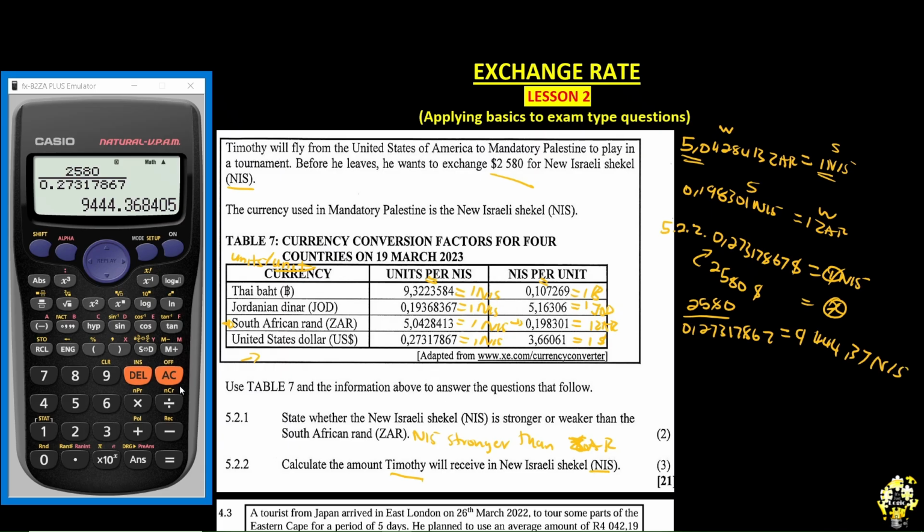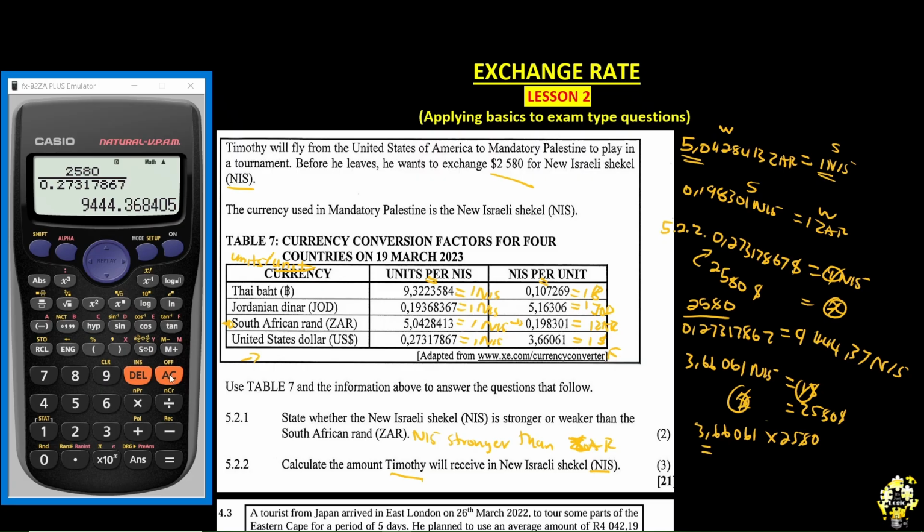Let's use the other one quickly, on this side, so that you understand both sides. Here on the other side, you have 3.66061 NIS is equal to 1 US dollar. Now, where are our US dollars? They are on the right. So 2,580 US dollars, NIS we do not have. We cancel what? A 1 and an X. They are seated across. What do we do to them? We multiply them. 3.66061 multiplied by 2,580.